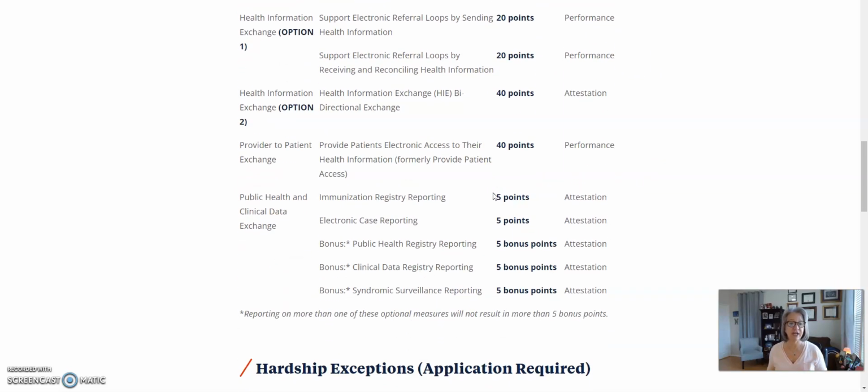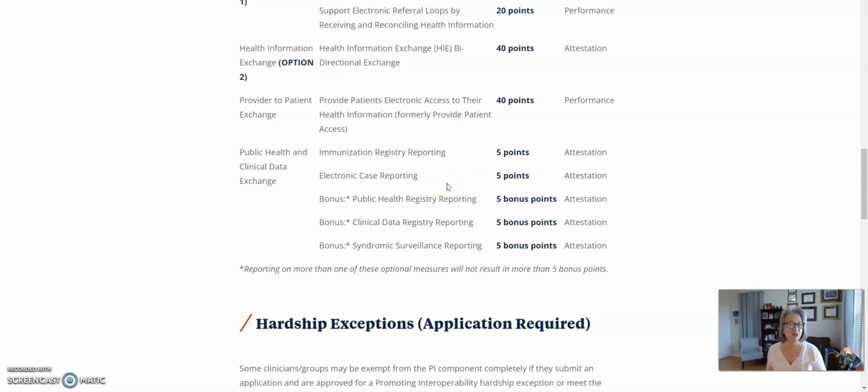Provider to patient exchange, provide patients electronic access to their health information. This also dovetails into that information I provided you last week on information blocking, making sure that patients have access electronically to their health information. Also, immunization registry reporting, electronic case reporting, and then there are a few more bonuses that are in there. So that gives you a little bit more information about what we're really talking about with this promoting interoperability.